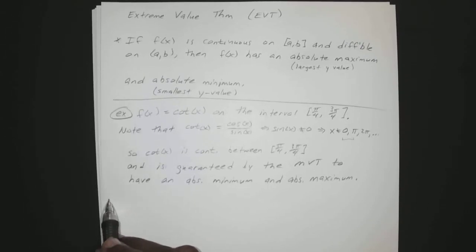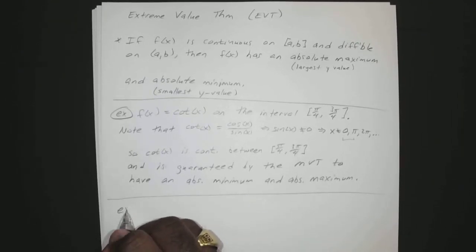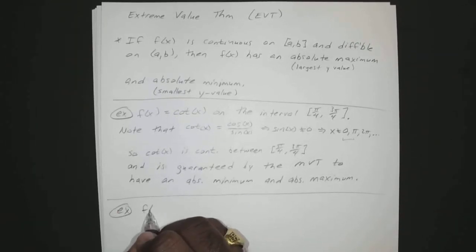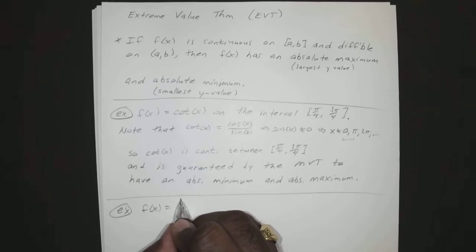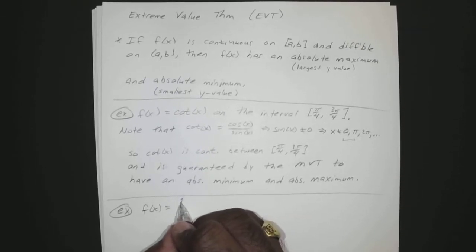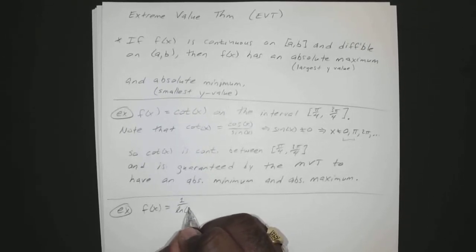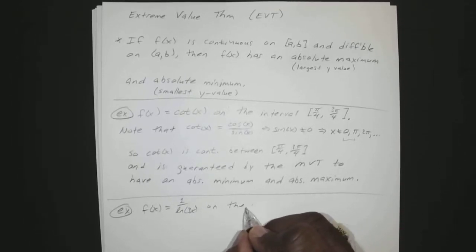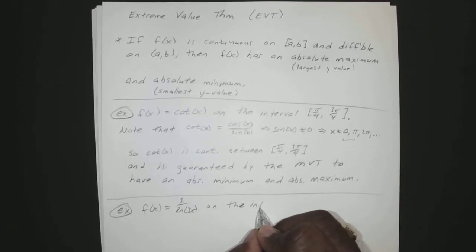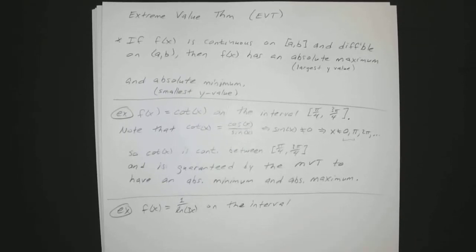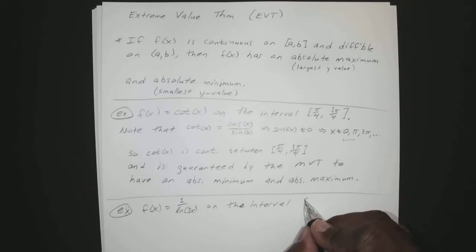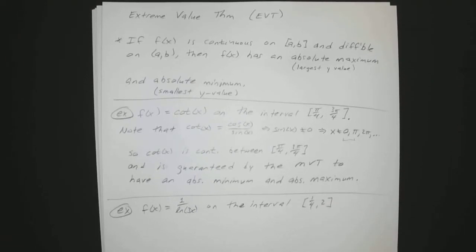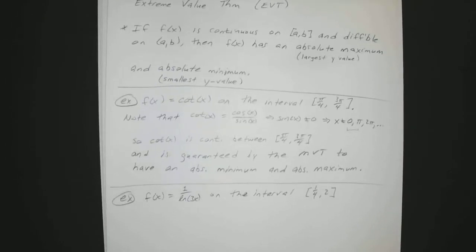All right, so let's say if you have one, f of x equals 1 over natural log of 3x, on the interval from 1/4 to 2. Oops, bring that up a little bit.